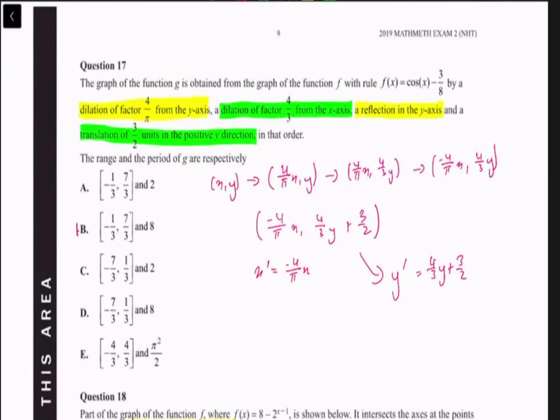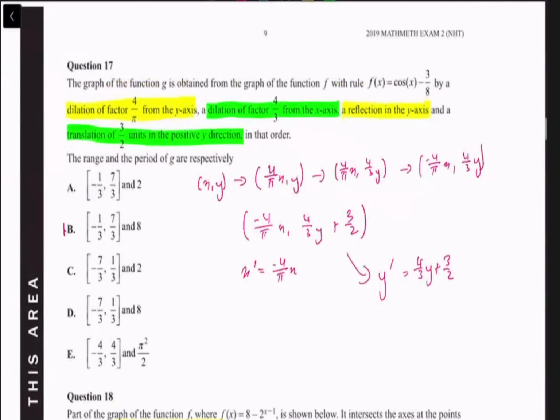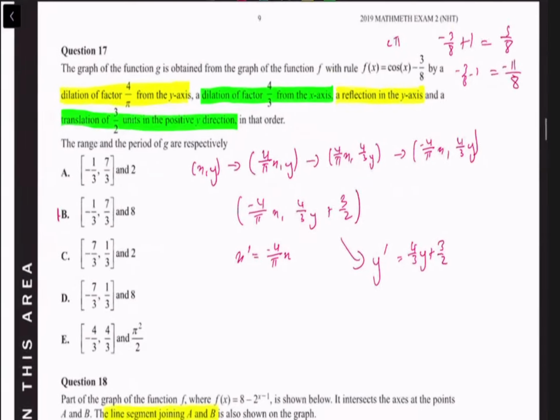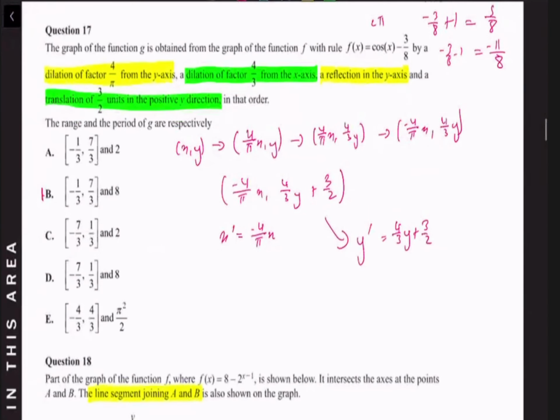So the period and range of g respectively are, so the period was originally 2 pi, and the range was originally negative 3 on 8 plus 1, so 5 on 8, and negative 3 on 8 minus 1, so negative 11 on 8. So first we can check the period. So x dash is negative 4 on pi times 2 pi. So x dash is negative 8, but we don't have negative periods, so the period's just 8.